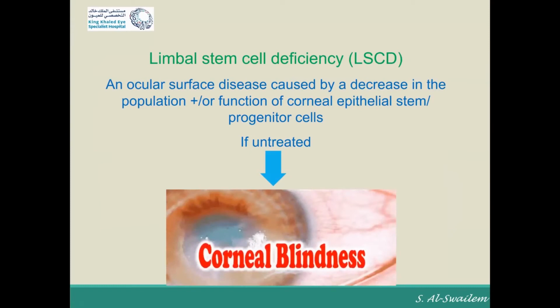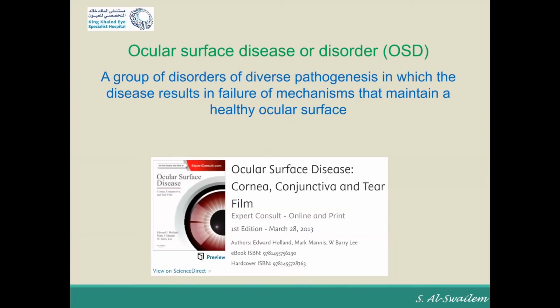So, limbal stem cell deficiency is defined as an ocular surface disease caused by a decrease in the population and/or function of corneal epithelial stem cells or progenitor cells. So what will happen if we have this entity? If you keep it untreated and it progresses from partial to complete, this will end up causing corneal blindness. So this is why we really need to address this entity, limbal stem cell deficiency, and diagnose it earlier.